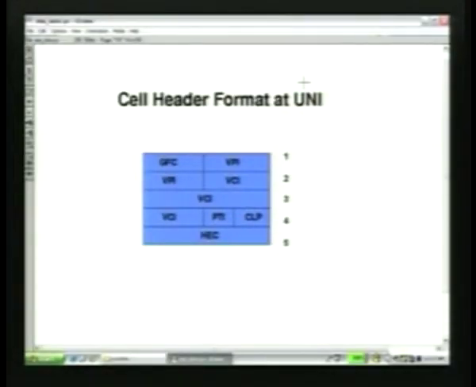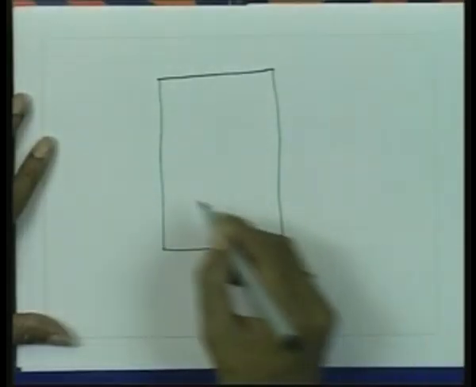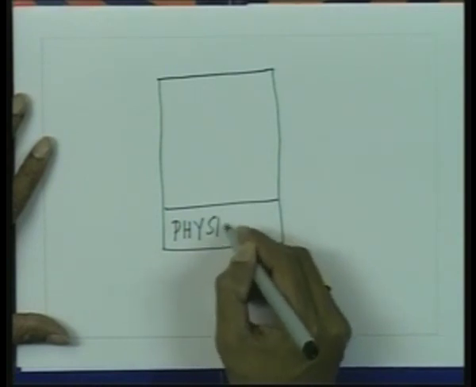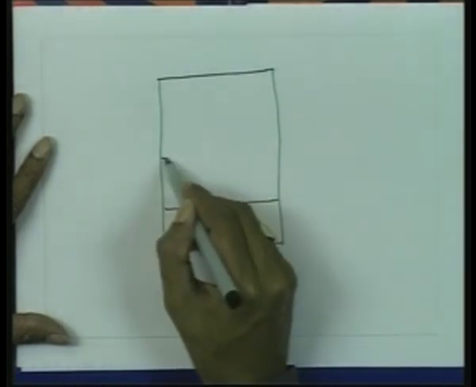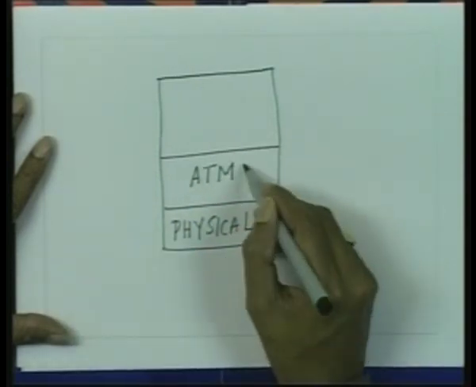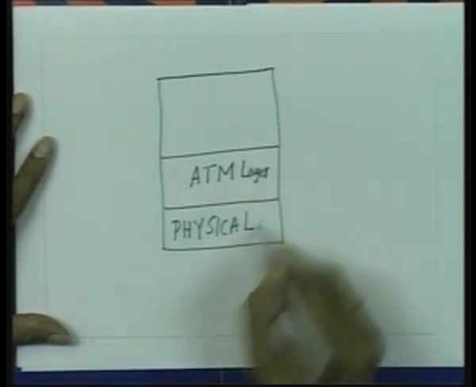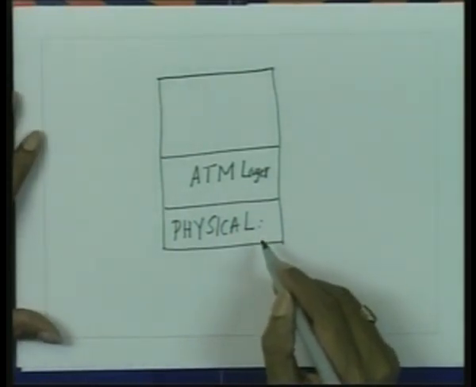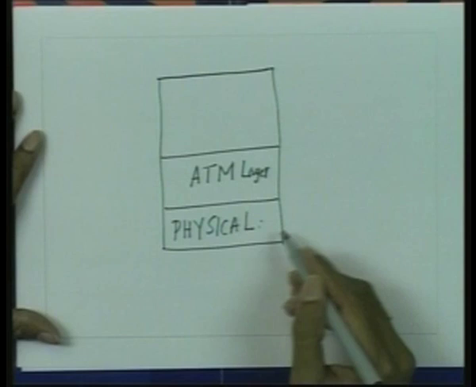Now as we have seen the ATM protocol stack, let me just show how an ATM protocol stack will look like. If you look at the ATM protocol stack, then of course we have a physical layer, and we have the ATM layer. The physical layer essentially is media dependent. It could be copper or it could be optical fibers.